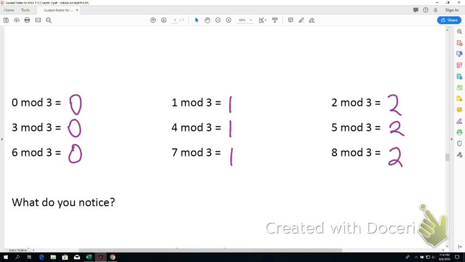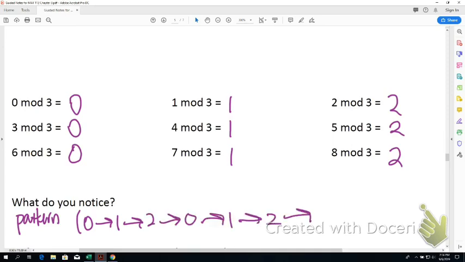It looks like there's a pattern. So this is what they call the wraparound effect, kind of. So, you see there's a pattern here. What's this pattern? It's 0, and then 1, and then 2, and then 0, and then 1, and then 2, and then 0, and then 1, and then 2, and then it keeps going.